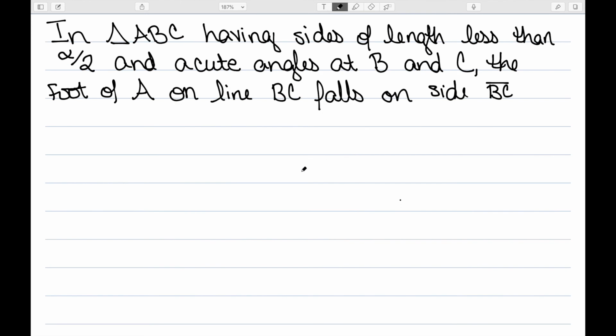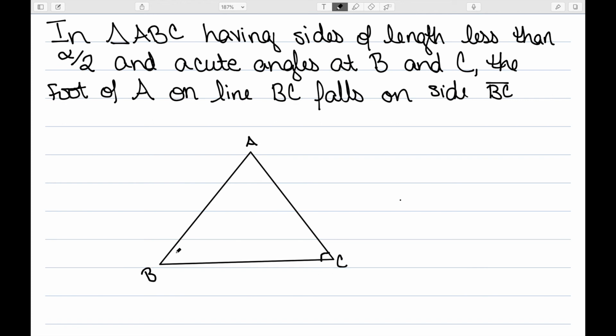Finally, the result of this: if I have a triangle ABC, so now I'm moving it back to in terms of triangles, that all the side lengths are less than alpha over 2, and I know that B and C are acute angles, so these angles down here are acute, then the foot of A on line BC falls on side BC. So essentially, if I draw the foot from A to line BC, it occurs between B and C on this actual segment rather than outside of the triangle.